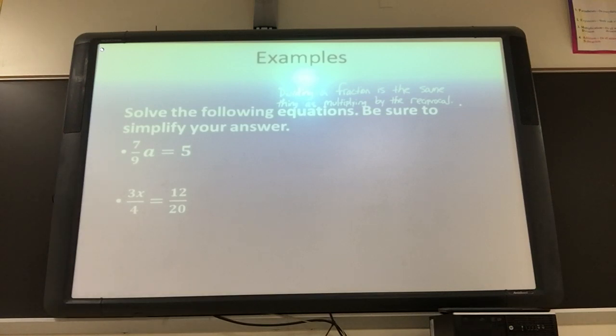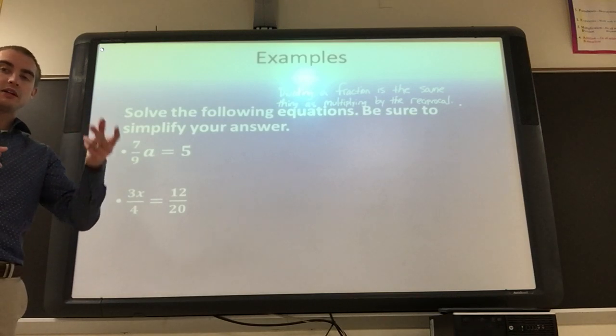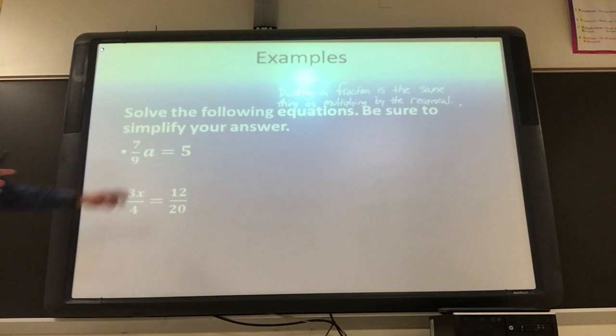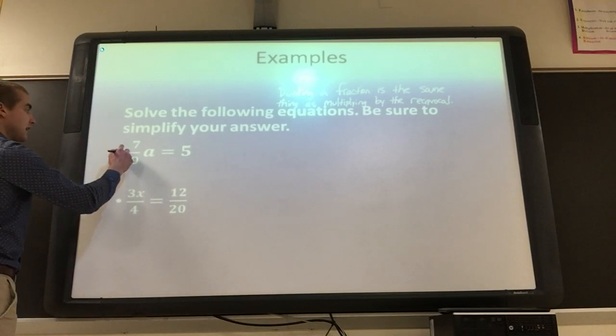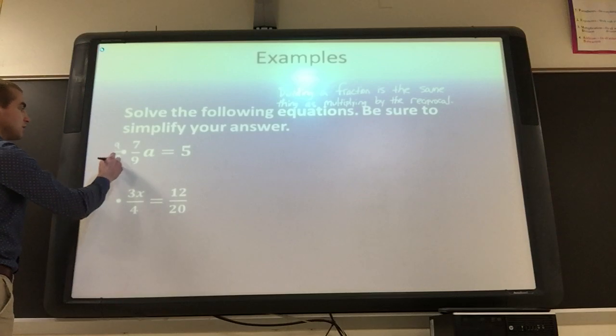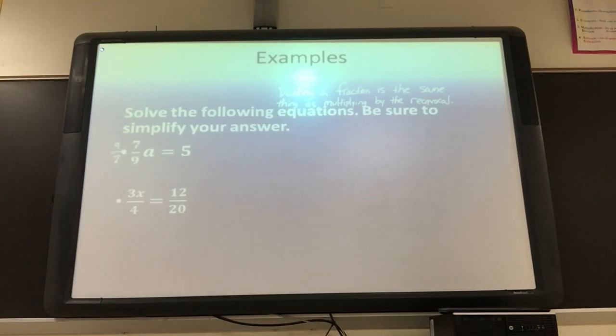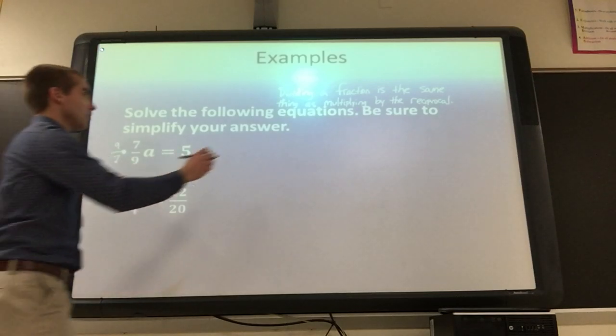And so that's what we're going to do. We're going to think about this as flipping the fraction and multiplying it by its reciprocal. So our first example here, 7/9 times a equals 5. So what we're going to do is multiply that fraction times the reciprocal, or 9/7. We're going to do 7/9 times 9/7. Now over here, notice something.